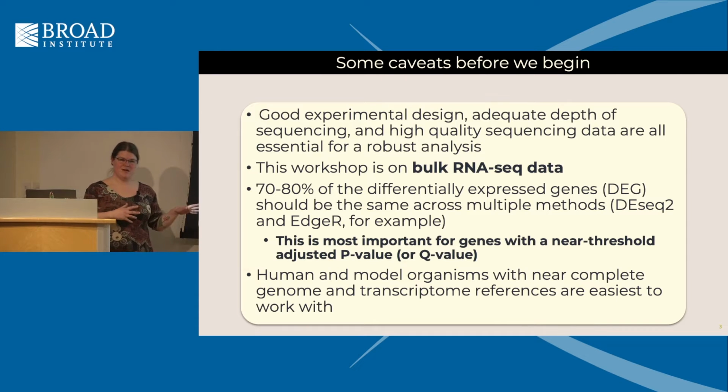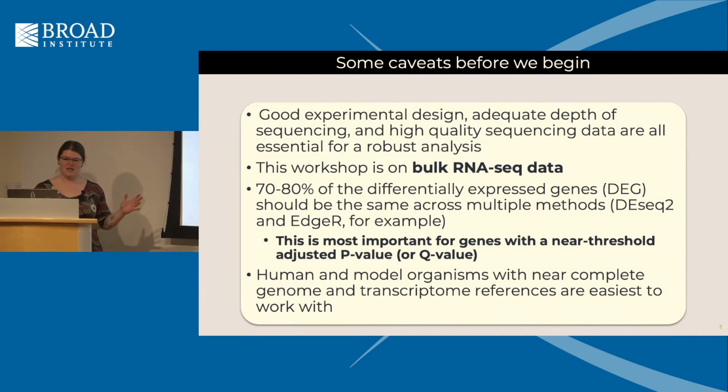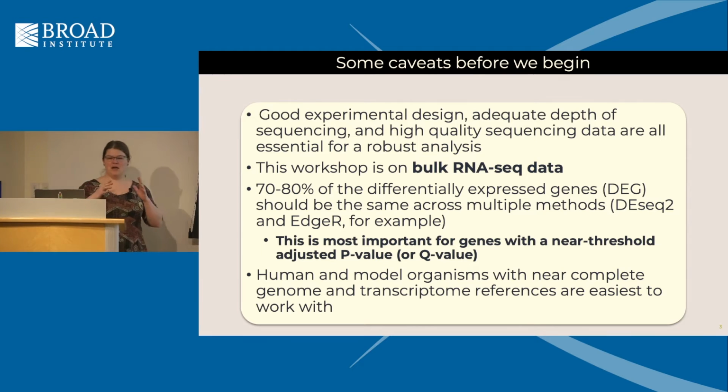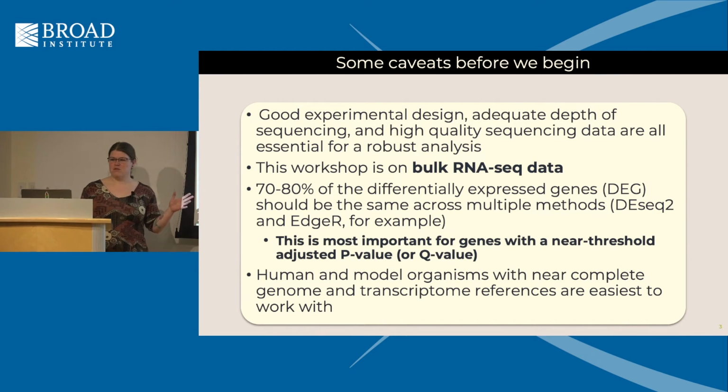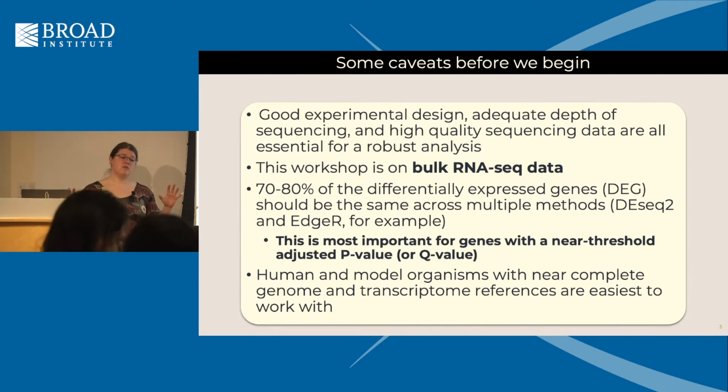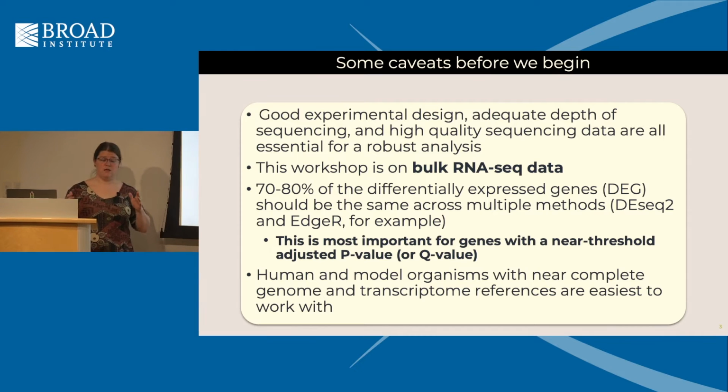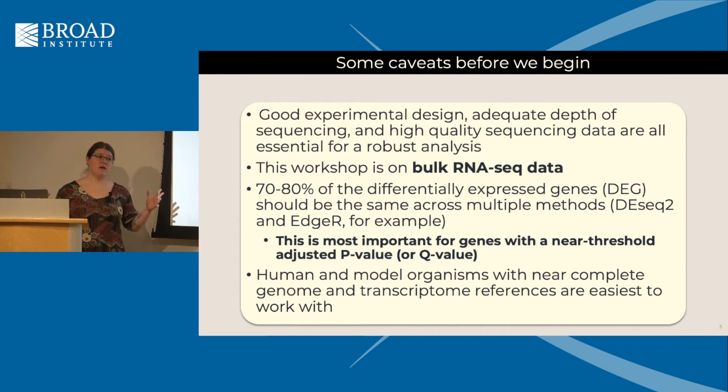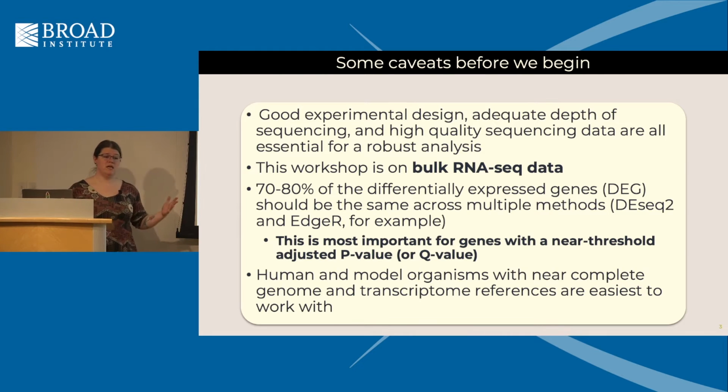So this is a very text-heavy slide, but here are some caveats. We'll get into more of these as we go through, but you need good experimental design, adequate depth of sequencing, and high-quality sequencing data for a robust analysis. You can have the best code in the world, and if your RNA was degraded before you started working with it, it's going to be very hard for you to pull anything interesting out of that analysis. And that's not your fault. It's just that sometimes data is of variable quality. So just keep that in mind.